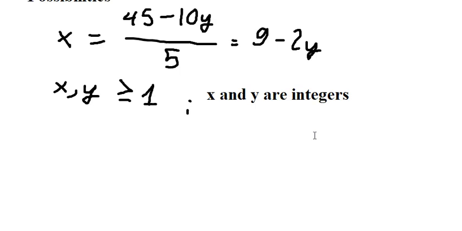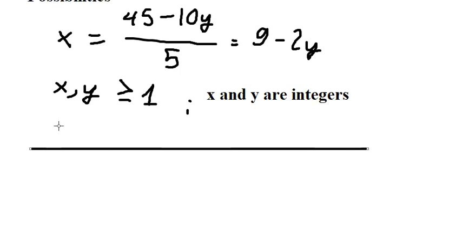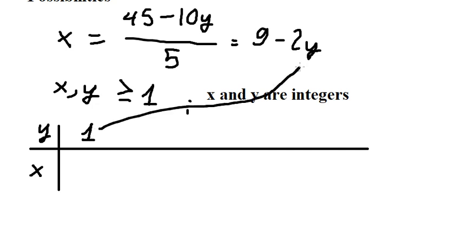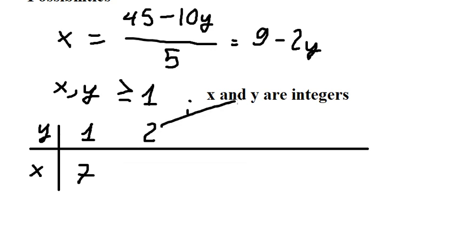So in this situation, we need to draw the table in here, and I will choose y in here. So I will put y equals 1. So we put 1 going here. 9 minus 2, we have 7. We put 2 going here. So 9 minus 2 with 2, we have 5.